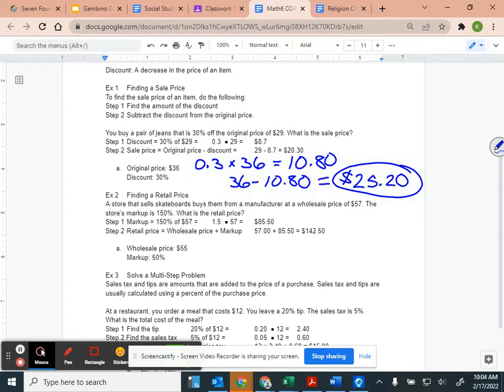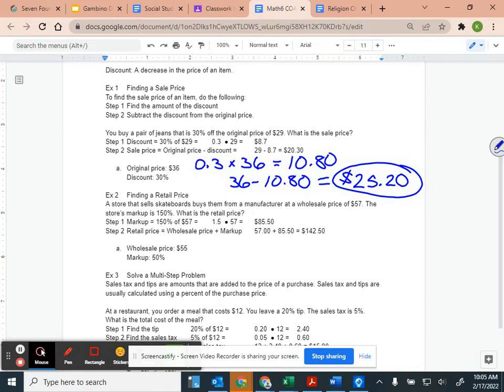So now example 2, finding the retail price. That's the original price. A store that sells skateboards buys them from a manufacturer at a wholesale price of $57. The store's markup is 150%. What is the retail price? So the manufacturer sells it to the store for $57. Is the store going to sell it for $57? No, because they want to make money off of it. So they're going to mark it up.